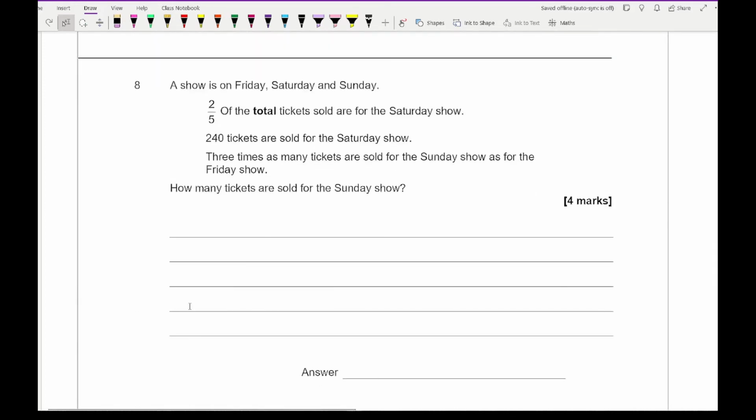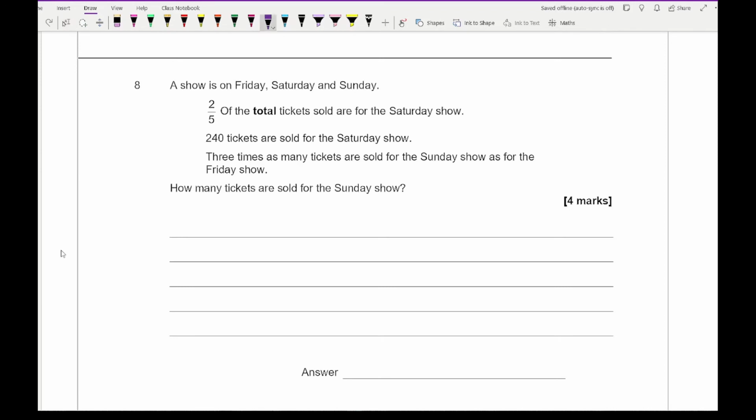Then moving on to question 8, which is not the last question. Question 8 says that a show is on Friday, Saturday and Sunday. 2/5 of the total tickets sold are for the Saturday show. 240 tickets are sold for the Saturday show. 3 times as many tickets are sold for the Sunday show as for the Friday show. How many tickets are sold for the Sunday show?